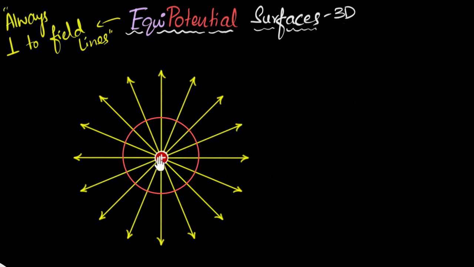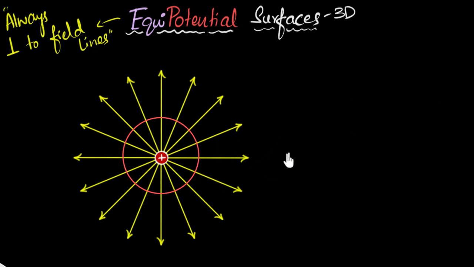These are three-dimensional surfaces which have the exact same potential everywhere on top of it. An example would be, for a point charge, the equipotential surfaces would be spheres. And one of the amazing properties of these surfaces we've seen is that they are always perpendicular to the field lines everywhere. If you're not familiar with this concept or you need a refresher, feel free to go back and check our previous video out.